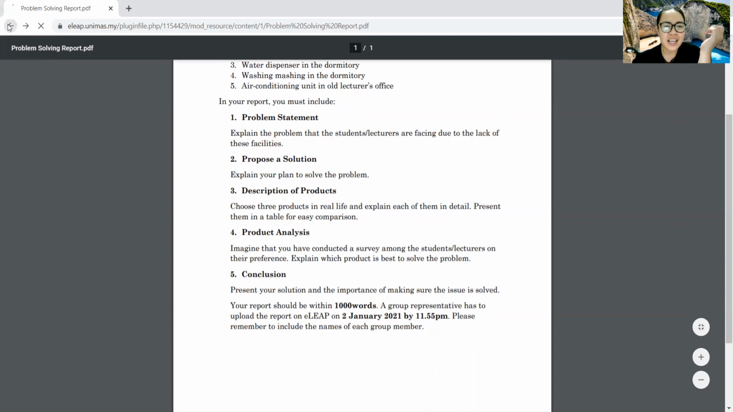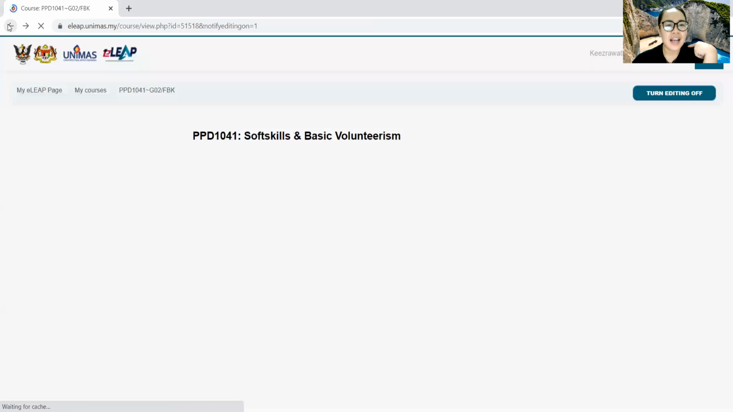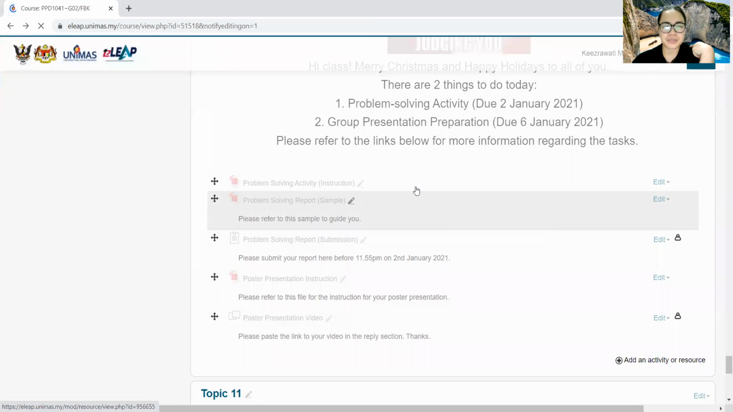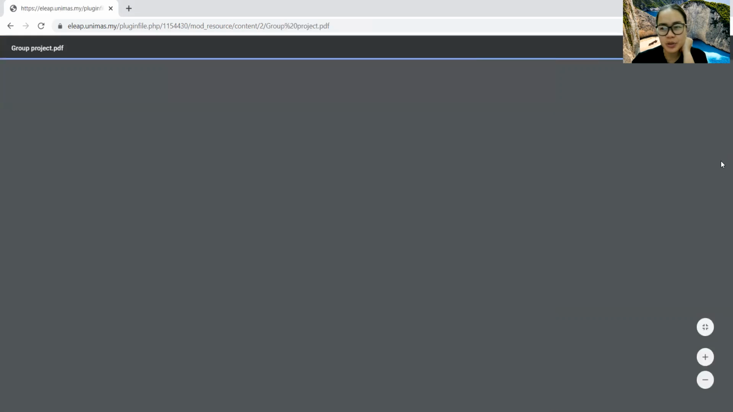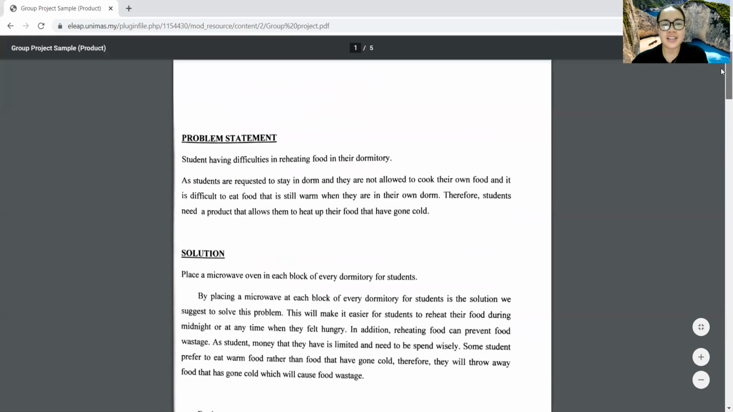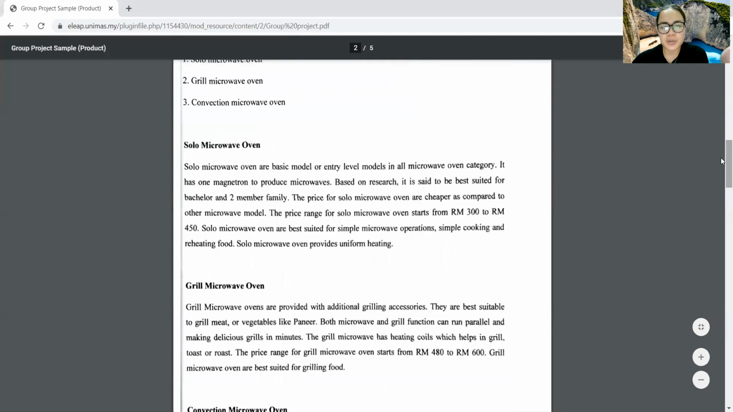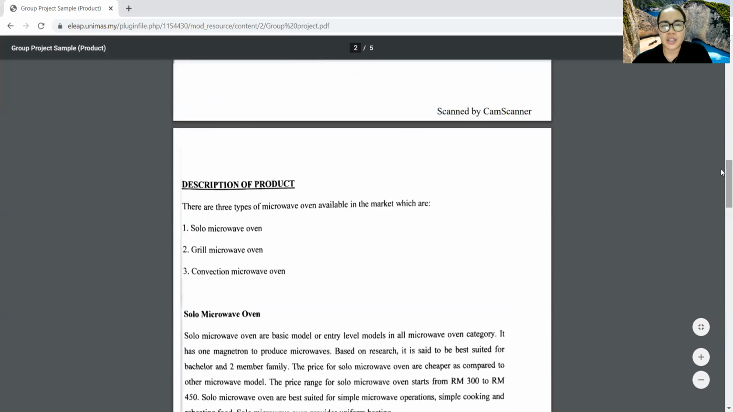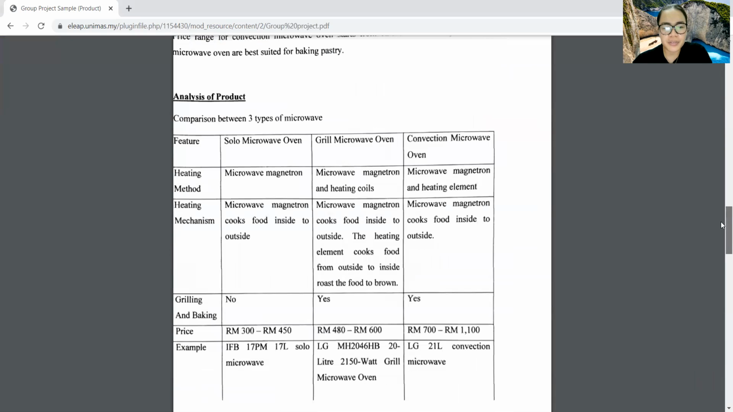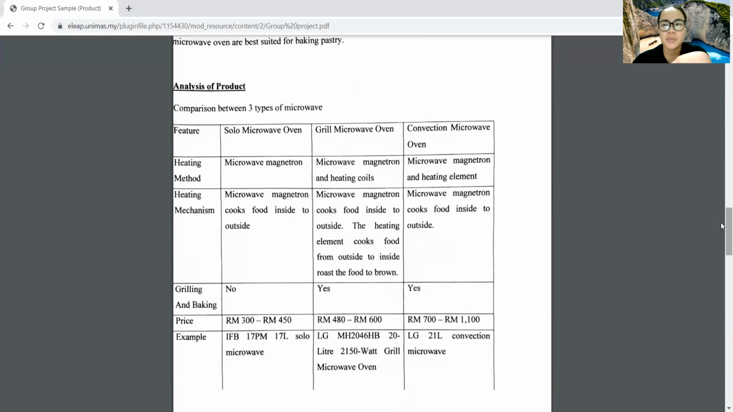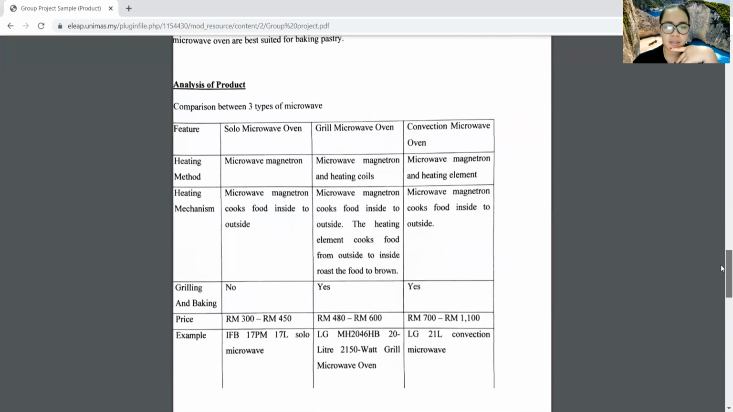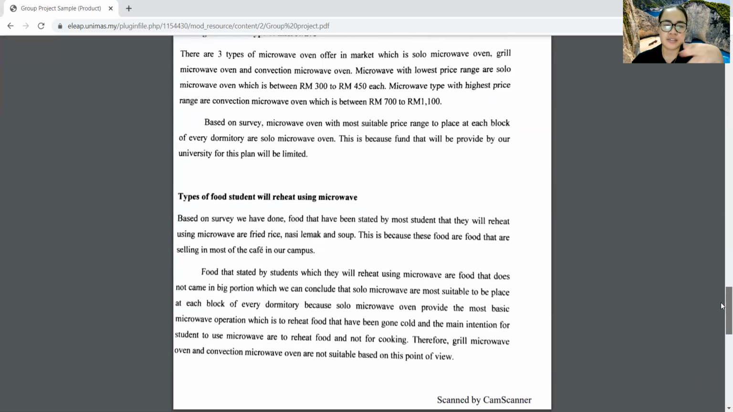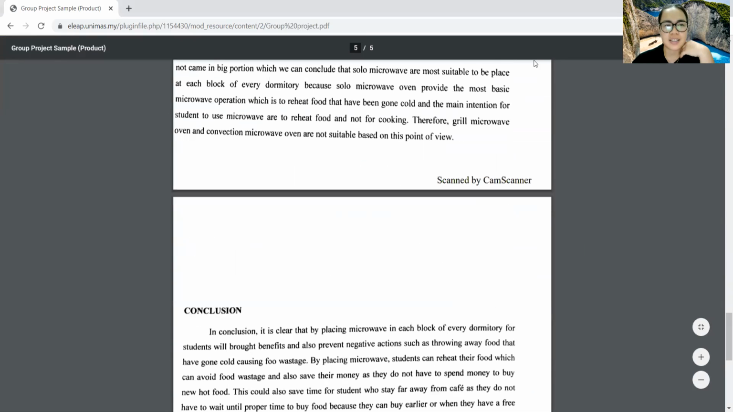Let's go back. I actually attached a report sample. I got this from my friend from UUM. I think it's a very good activity. See, it's very short, right? And then solution and then types of products. The issue in this context is they don't have a microwave. The problem is they cannot heat their food. So they find 3 types of microwave and they compare the 3 types. And there you go. You just read the examples given.